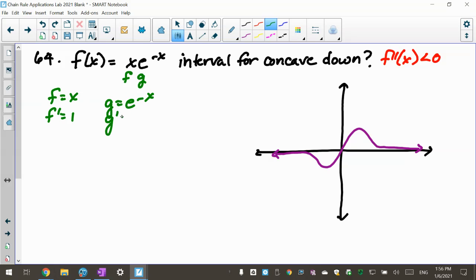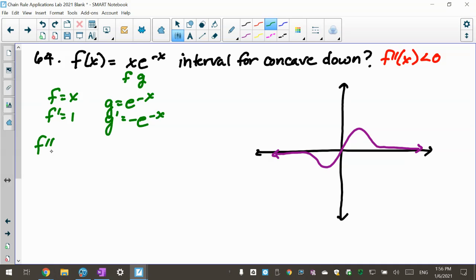And now this should be getting easier for you. I have to rewrite it, then take the derivative up here. So this is going to be negative 1 times this. So it's going to be negative e to the negative x. So this gets kind of easier, especially with base e. You can do that part. So now we're going to do the product rule.